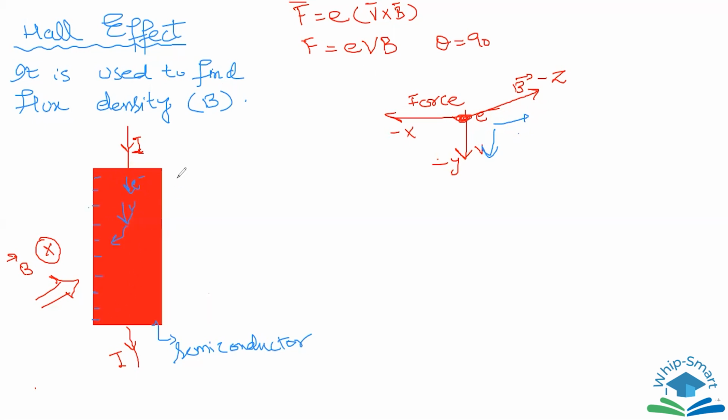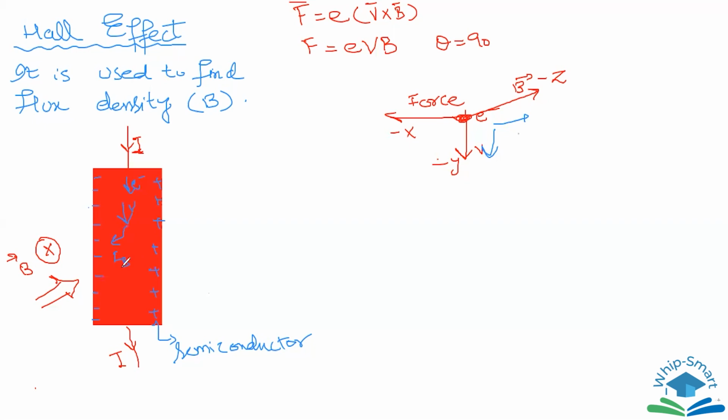So when electrons are deflected to the left, on the left side excess negative charges will appear, and on the right side a deficiency of charges will appear. So now you can say that the magnetic force, FB, is acting towards the left side.